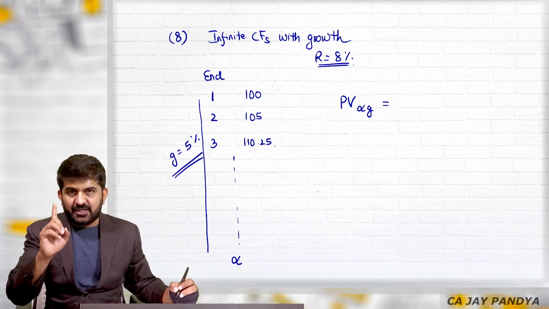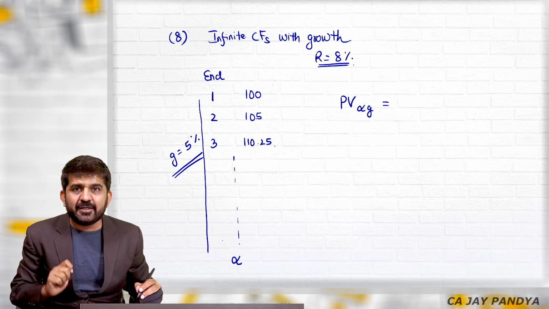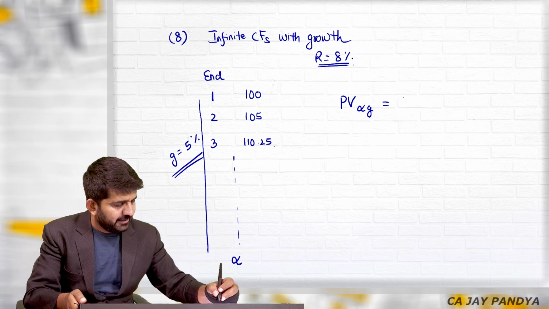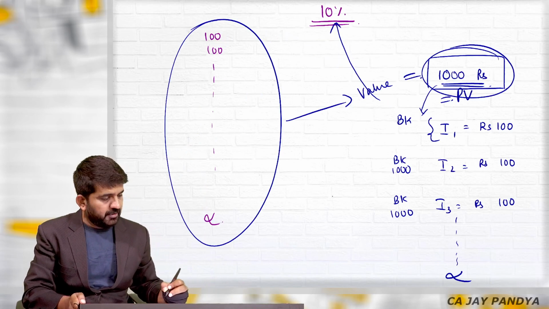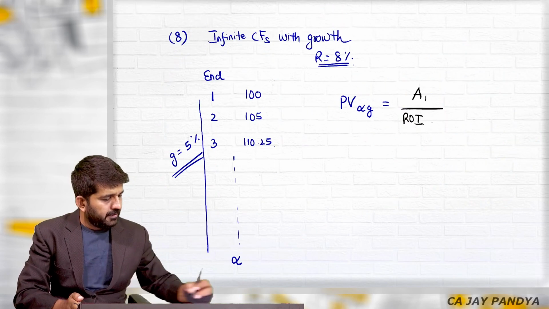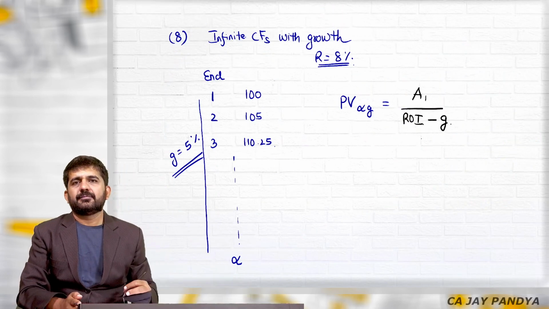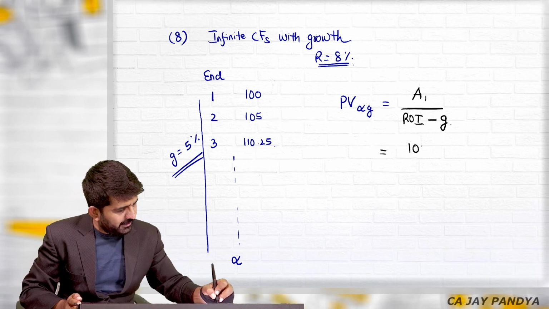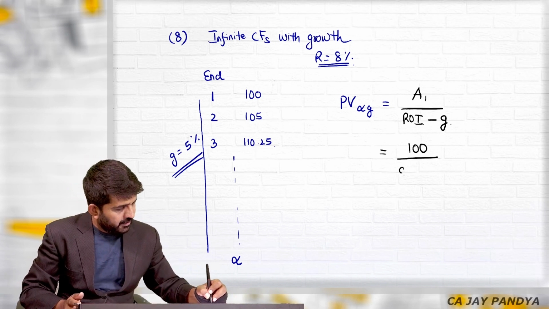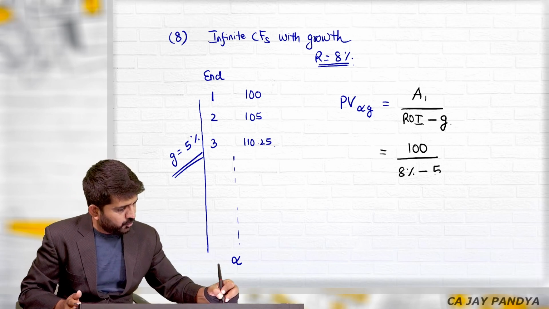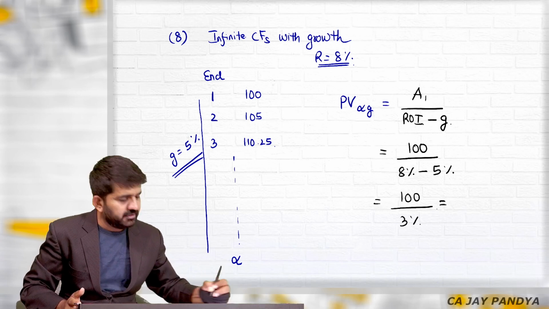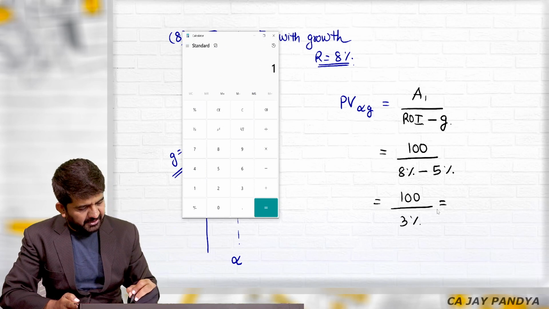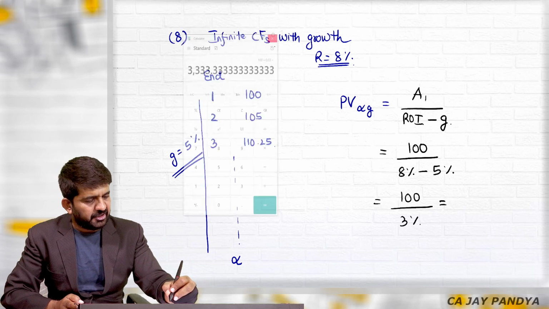The answer is yes. Again, first it is very difficult to find out in calculator, but by formula it becomes extremely easy. It is amount of first year upon rate of interest. So this formula is same up till this. Minus growth. Amount after first year is 100. Rate of interest is 8% and growth rate is 5%. So the answer is 100 divided by 3%. You can directly do it 100 divided by 3% or 100 divided by 0.03, which is 3333.33.